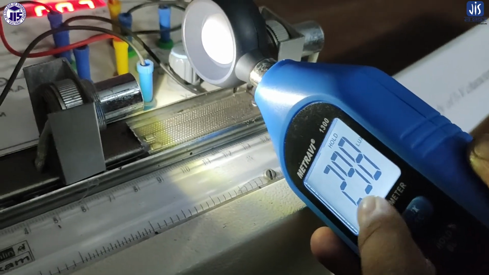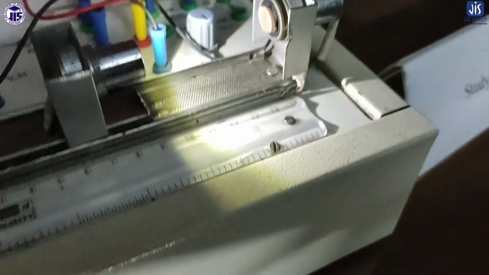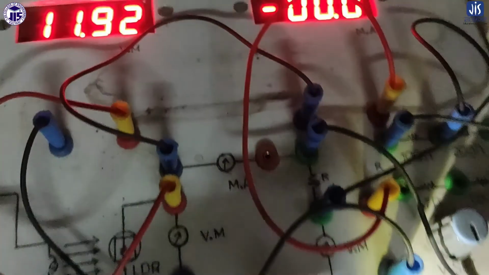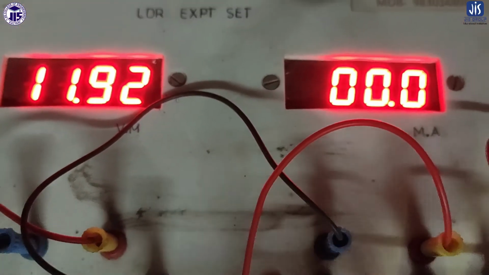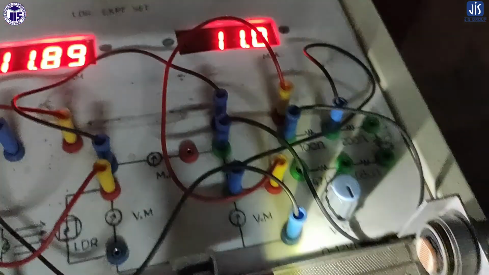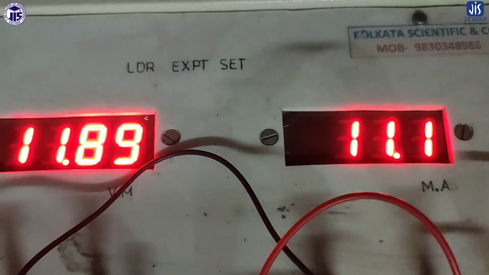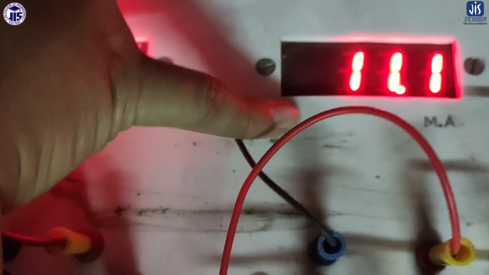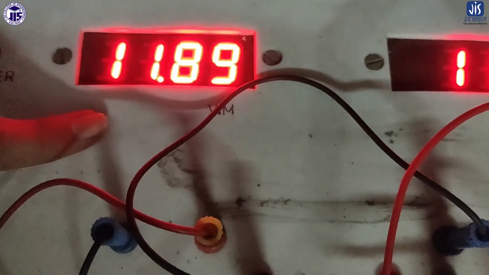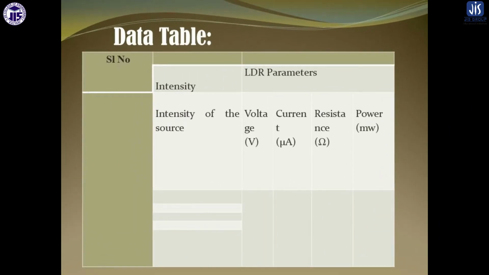For 298 lux intensity, you then have to remove the lux meter. Otherwise, if it is left in front of the LDR, your voltage and current will not change, because the light will not fall on the LDR. So we remove the lux meter and you can see the voltage and current have changed. This is the voltage and current for the intensity of 298 lux. So this is the experimental table.